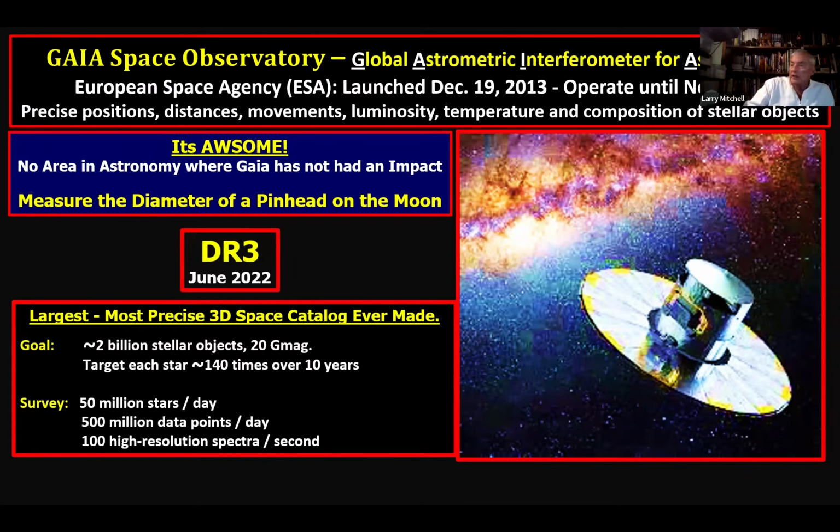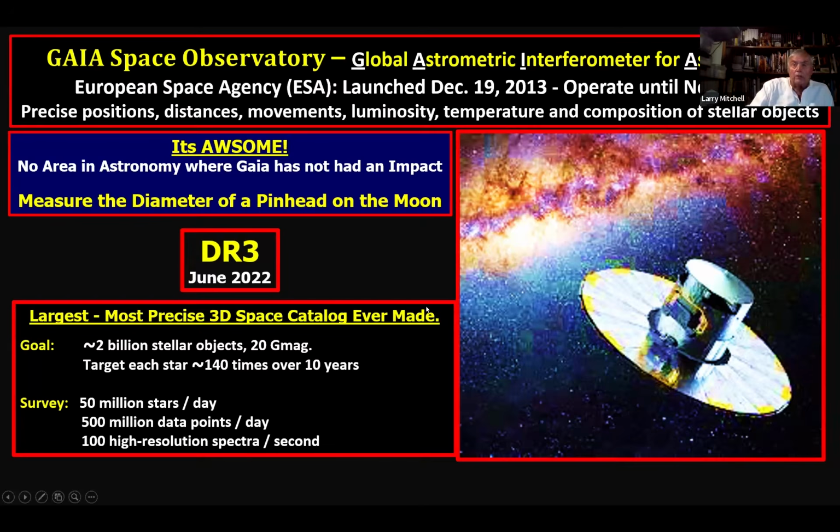The final edition will be DR5, which will probably be issued somewhere around 2026, 2027. With that, they will be able to measure the diameter of a pinhead on the surface of the moon from Earth. So this is incredible information that's out there, and it's freely available. It's on the website. Amateurs can access it. I access it all the time, and you'll see a lot of data in this presentation based on Gaia information.